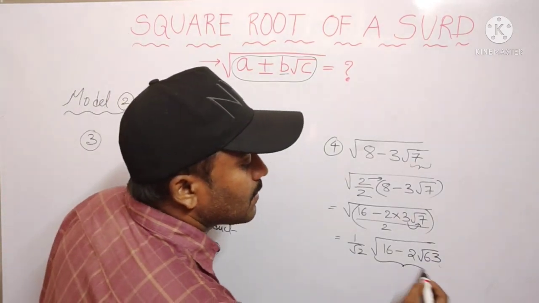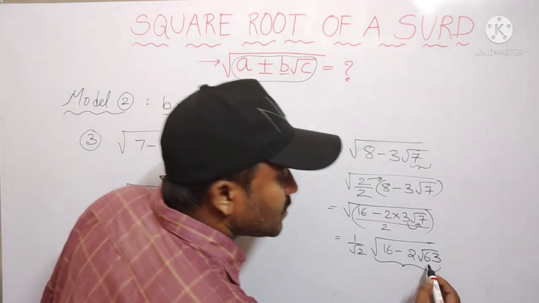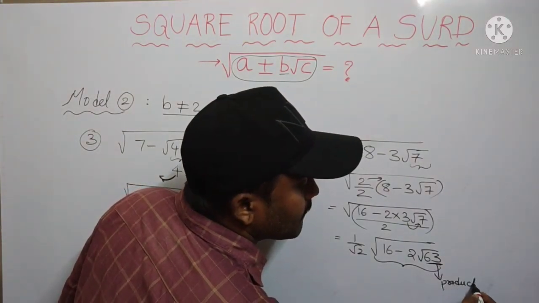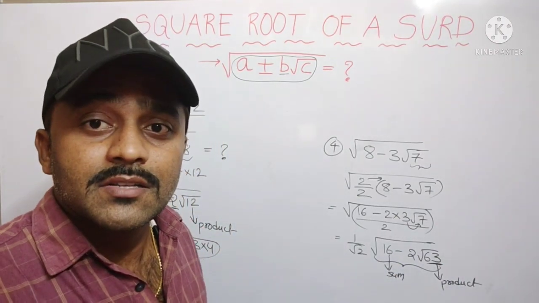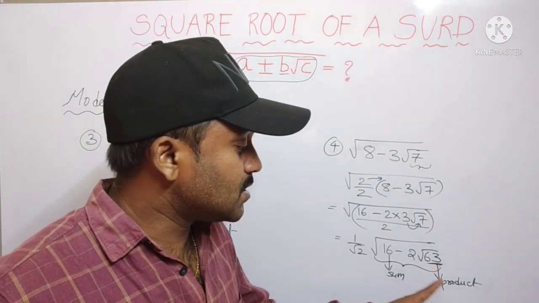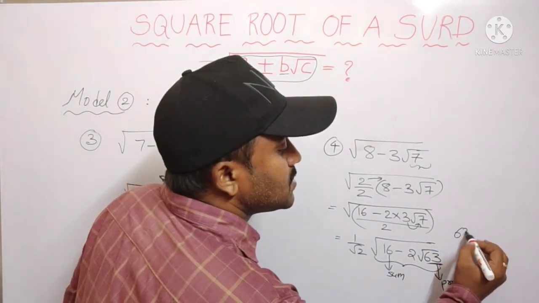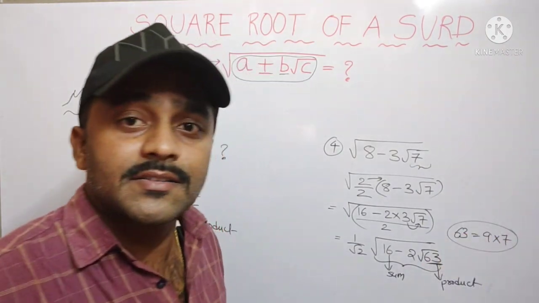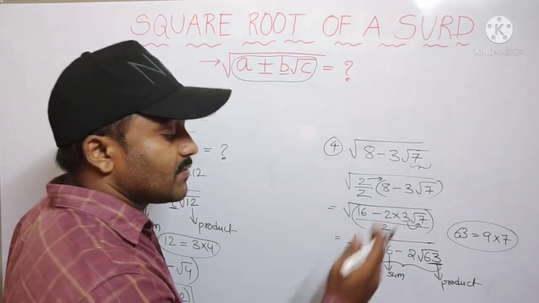Now this is converted into model 1. So this is your product, and this is your sum. Now we want to find 2 numbers such that product is 63, sum is 16. We know very well 63 is equal to 9 into 7. And if we add 9 and 7, we get 16. That's correct. So 9 and 7 we have.